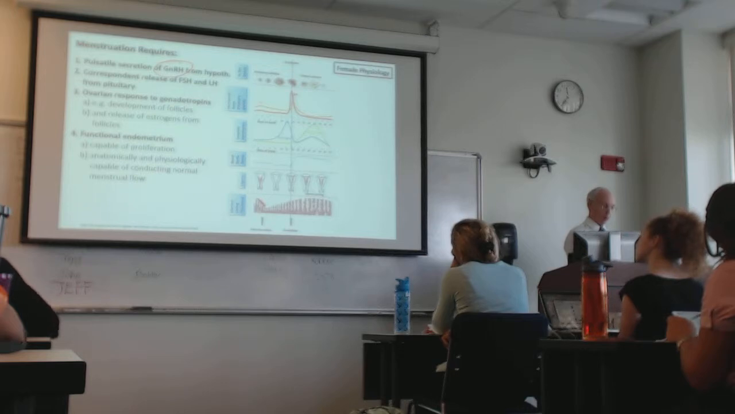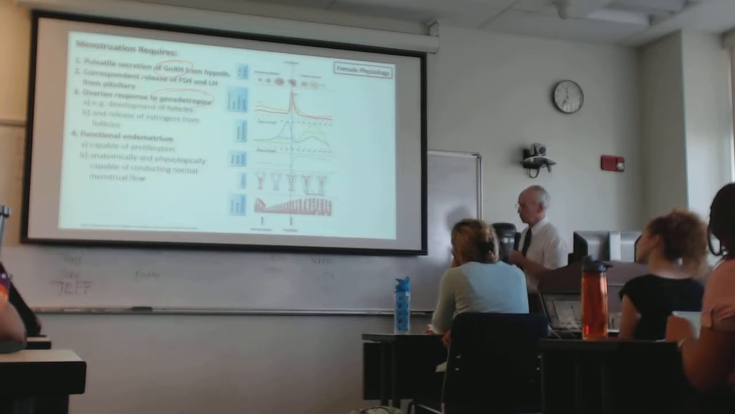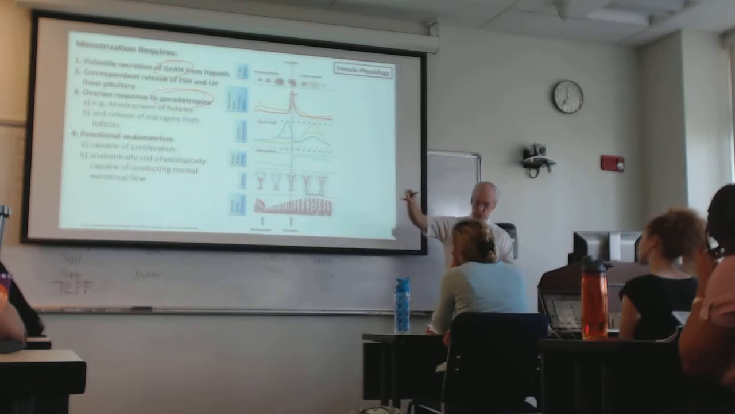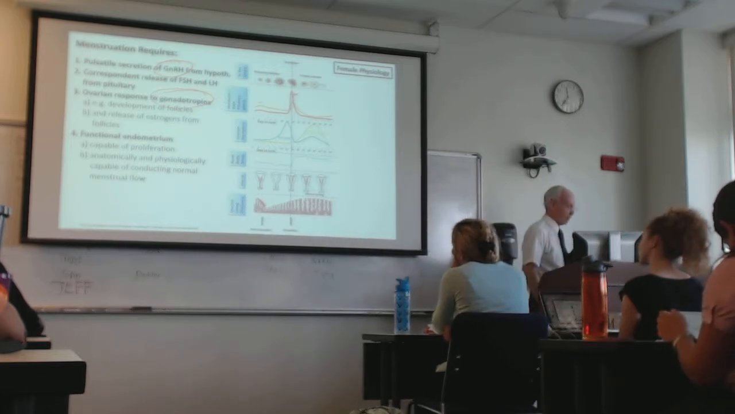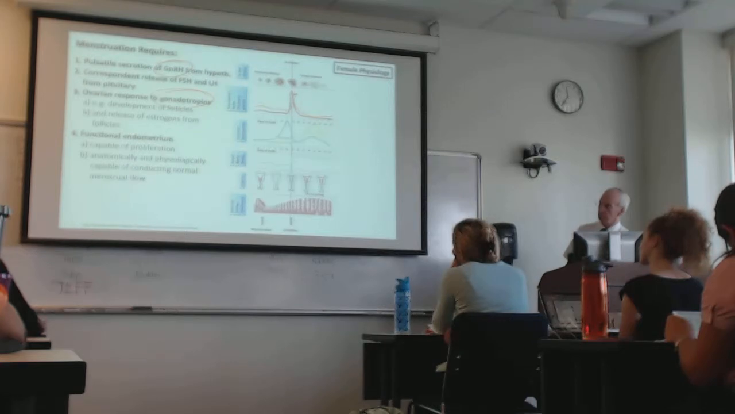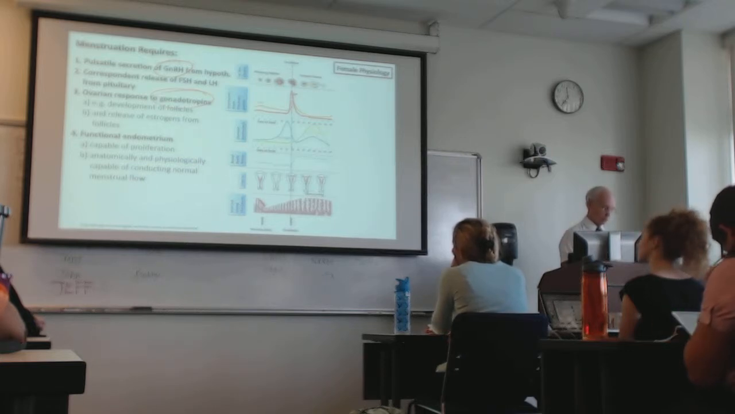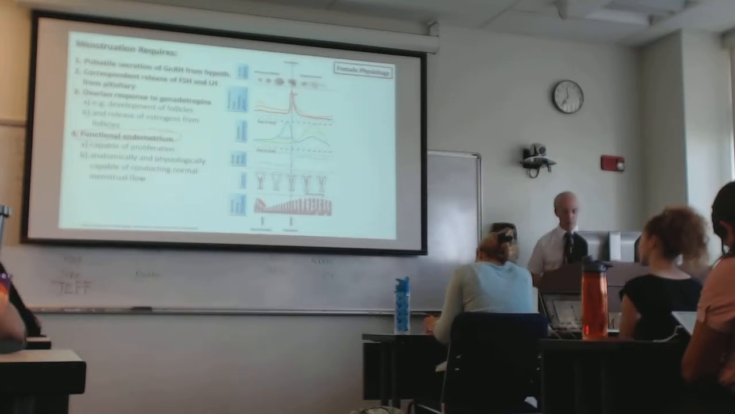The ovaries then have to respond appropriately to the gonadotropins at the various points as LH and FSH levels go up. For example, you saw there was a brief increase in estrogen in the first week, and then the estrogen surge just prior to ovulation. And then finally, even if all of that is true, in order for menstruation to occur normally, there must be a functional endometrium capable of proliferation.